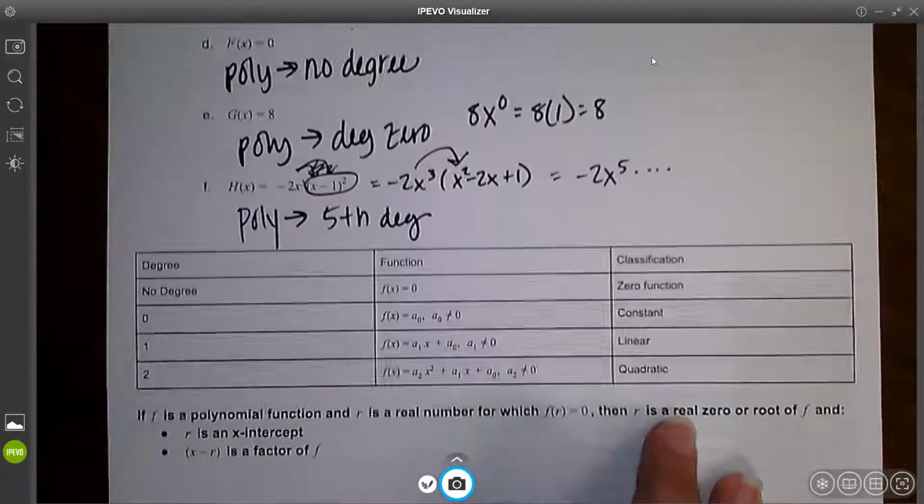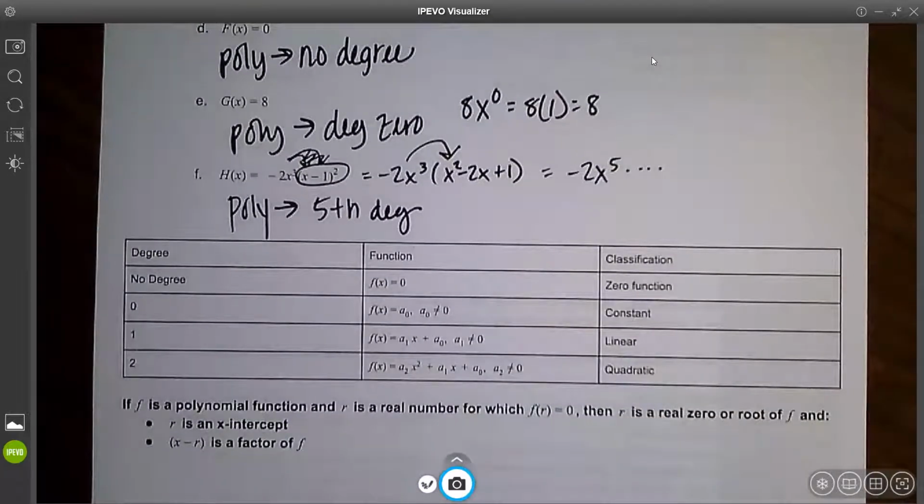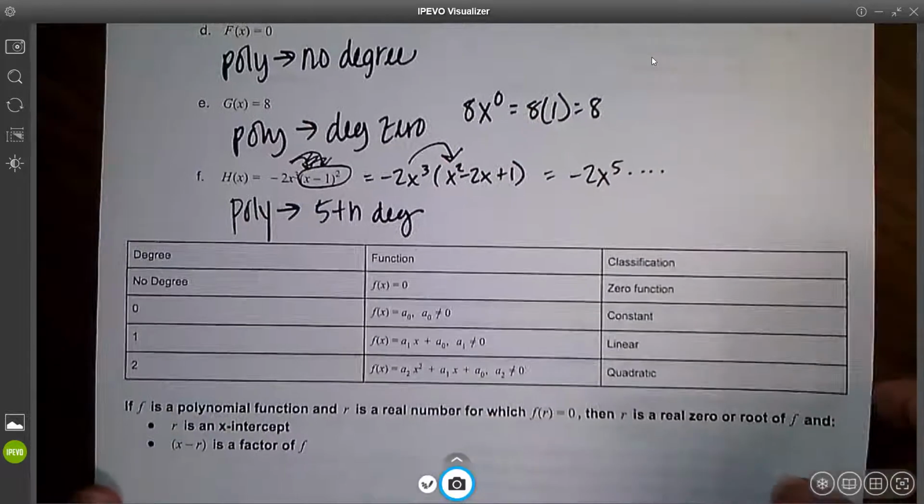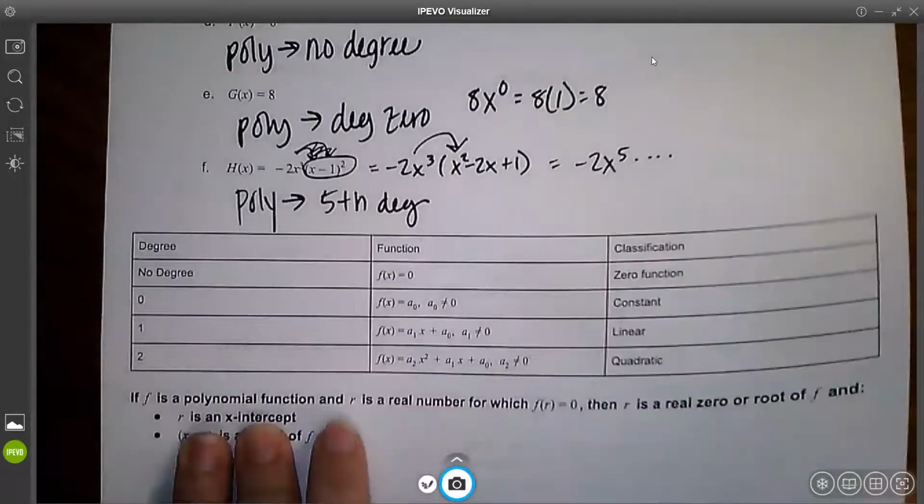Here is a nice table with the classification. And a polynomial function, f is a polynomial function and r is a real number for which f of r is 0. Then r is a real 0 or root or x-intercept of f, and x minus r is a factor of f. So you've done this in Math 3. This should just be a review, but we're going to go through it. Please press pause if you need to.